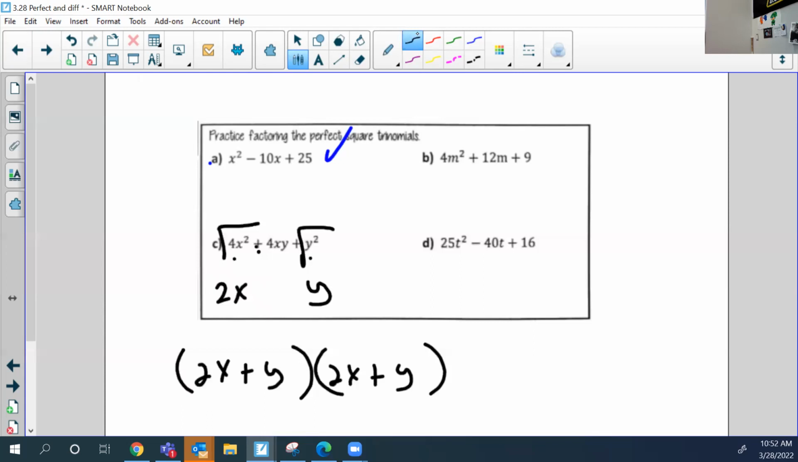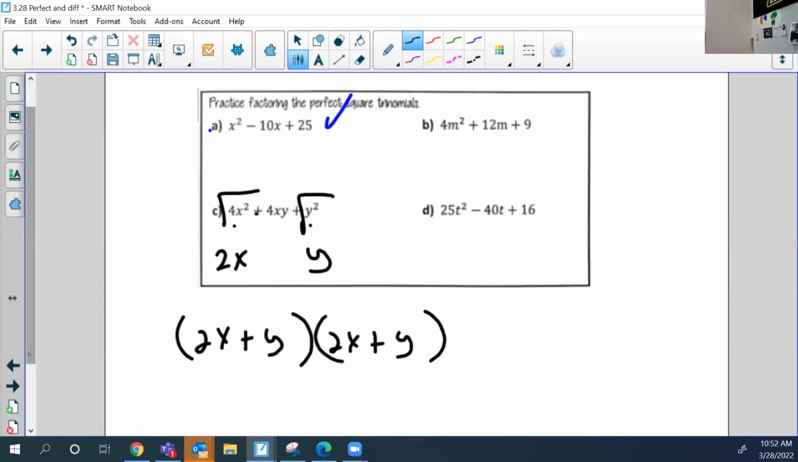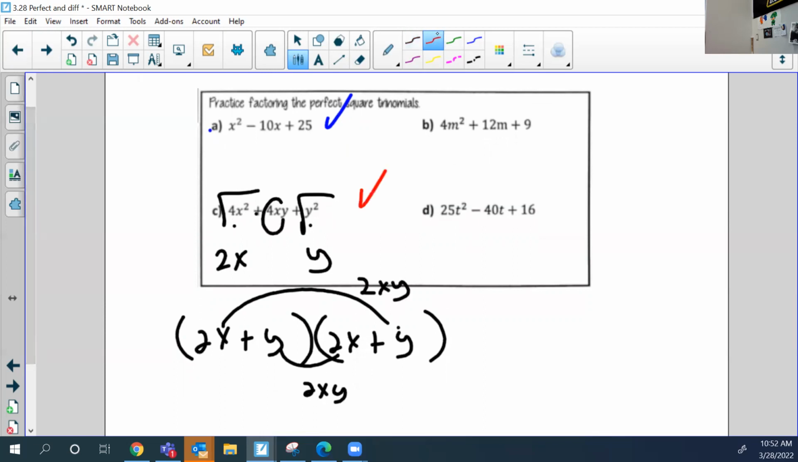Let's check to make sure I get 4xy. y times 2x is 2xy. 2x times y is 2xy. When I add them, it gives me 4xy, which is this. So yes, that is. All right. Go ahead and try B and D and see if you get the answer. You should be ready for the quiz tomorrow.